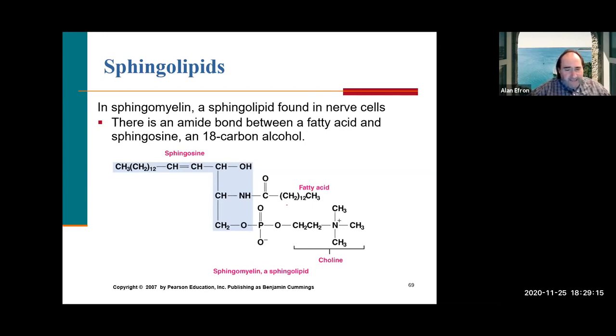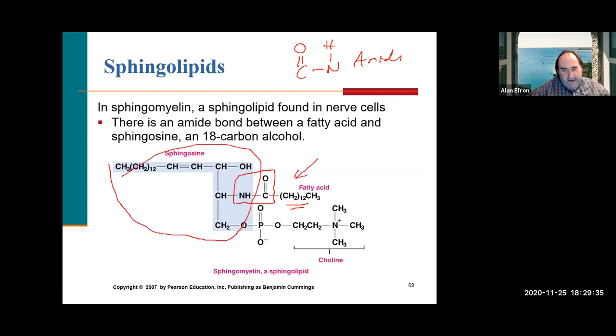This is our fatty acid here, and this is our amide bond. If you remember from organic, our amide bond is carbon, oxygen, and attached to a nitrogen. So that's our amide bond that actually happens here. Again, this whole part here is our sphingosine. There's our fatty acid. This is our phosphate right here. And again, choline, which is an amino alcohol, attached there.